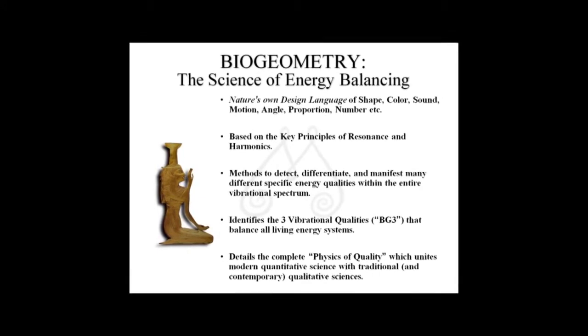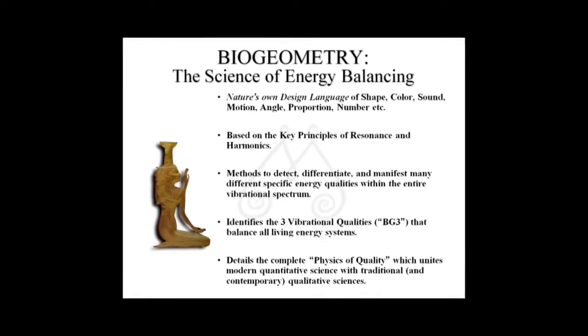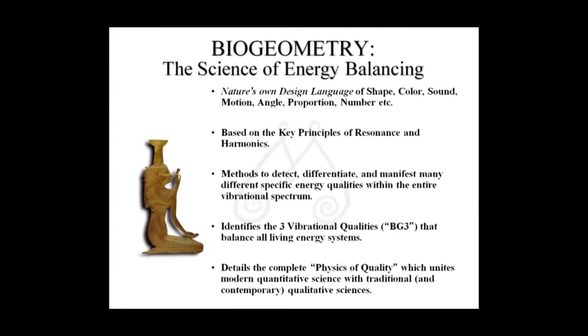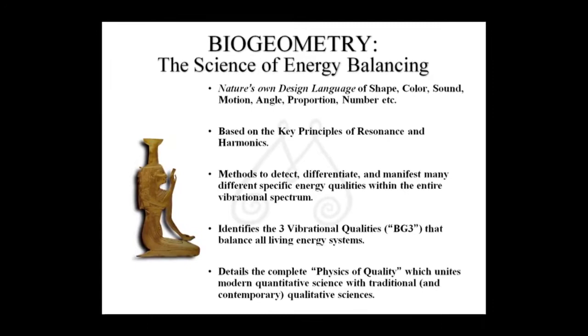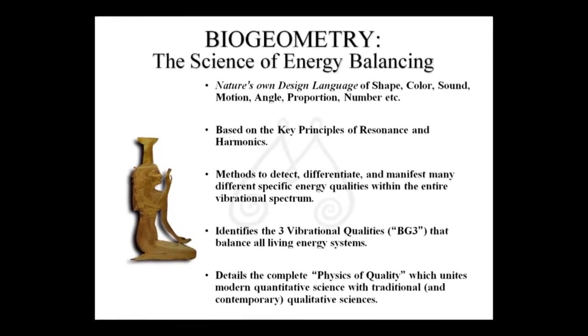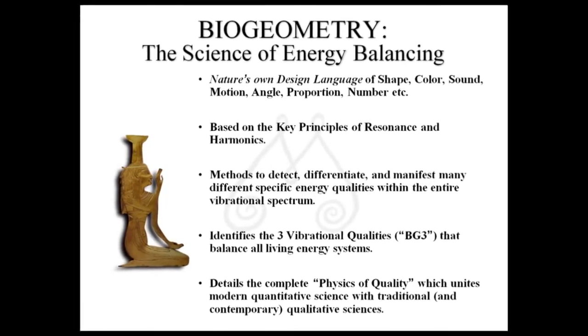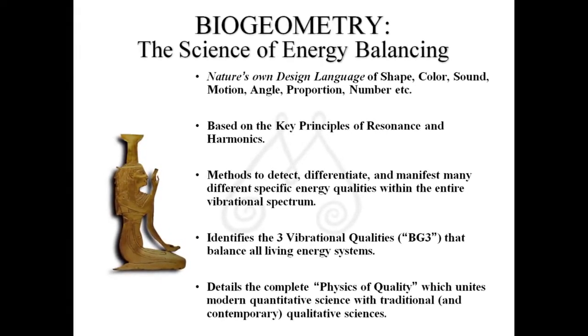So biogeometry is the science of energy balancing. We often refer to it as nature's own design language of shape, sound, color, motion, angle, proportion. All the ways that nature creates vibrational and energetic effects are things that are studied and applied in biogeometry. It's also based on the principles of resonance, and resonance is when things of a similar vibrational quality can exchange energy and information, and the principle of harmonics, where this vibrational exchange takes place at all levels, at all planes of existence, all dimensions.